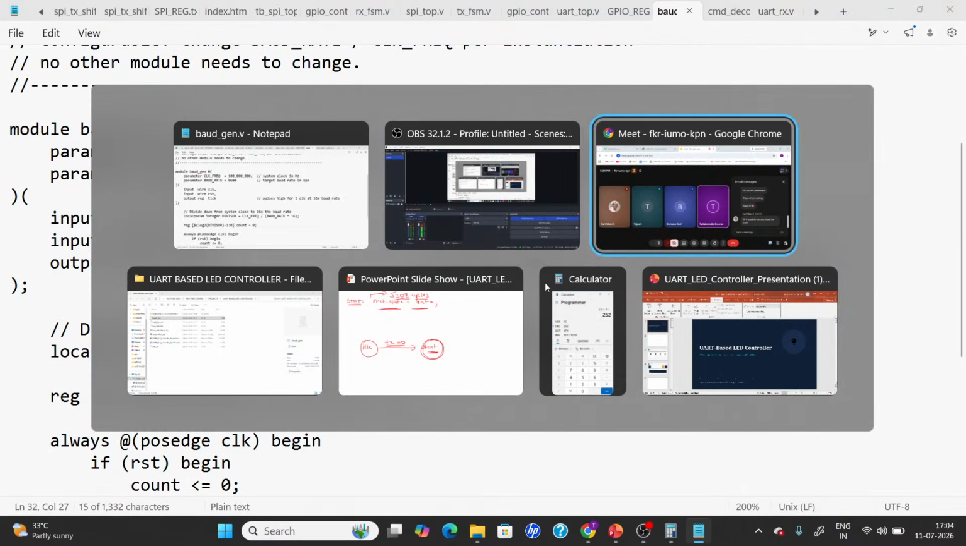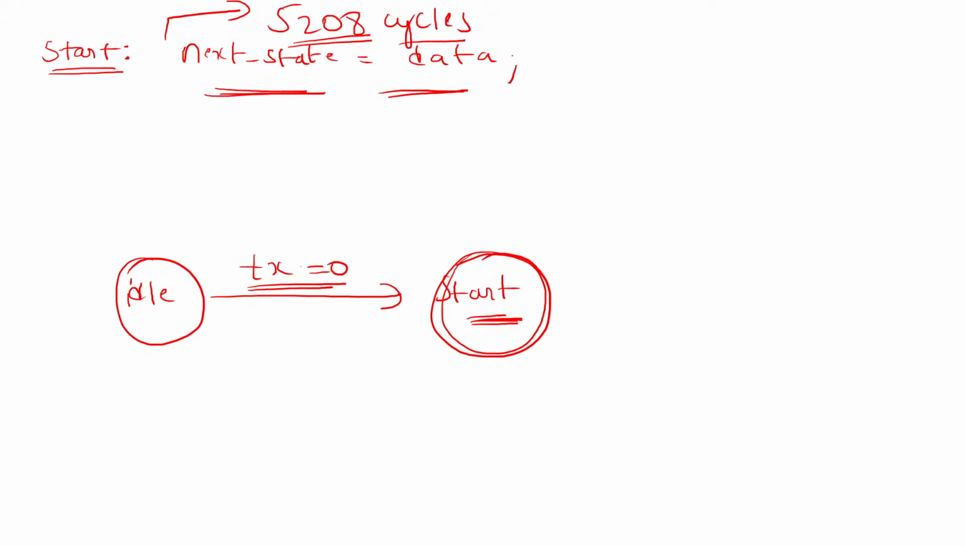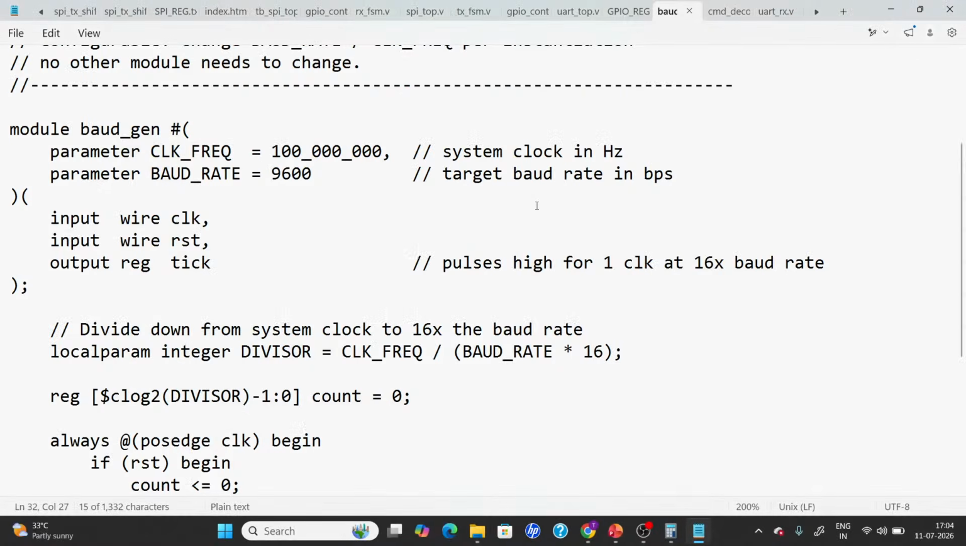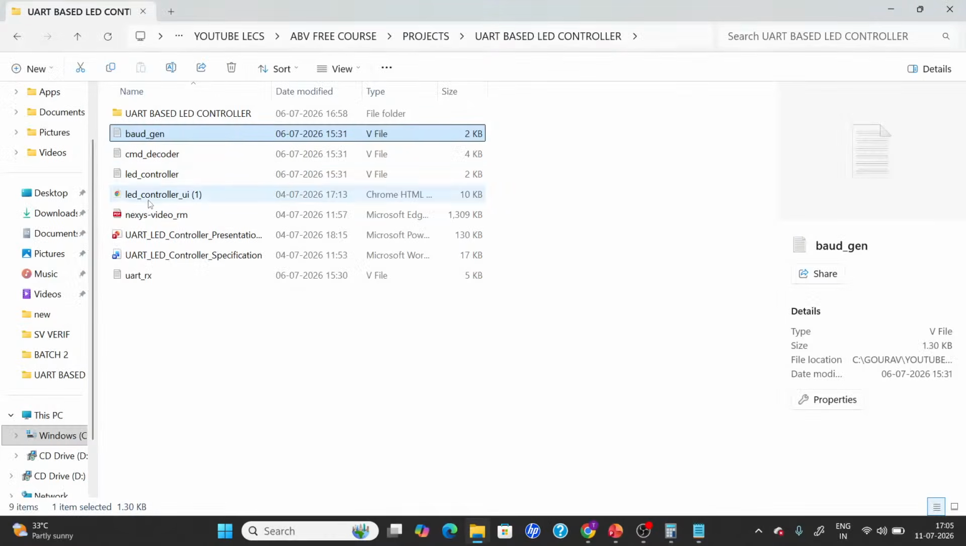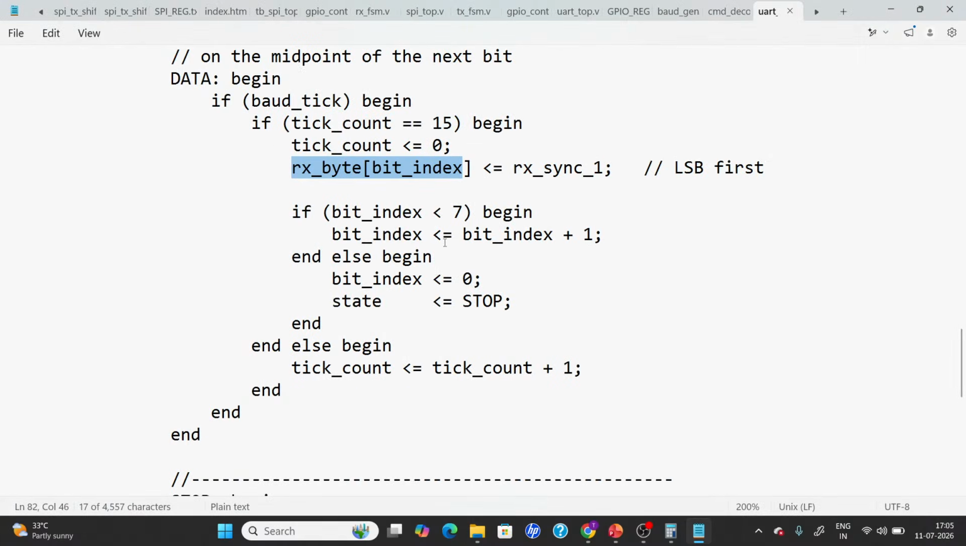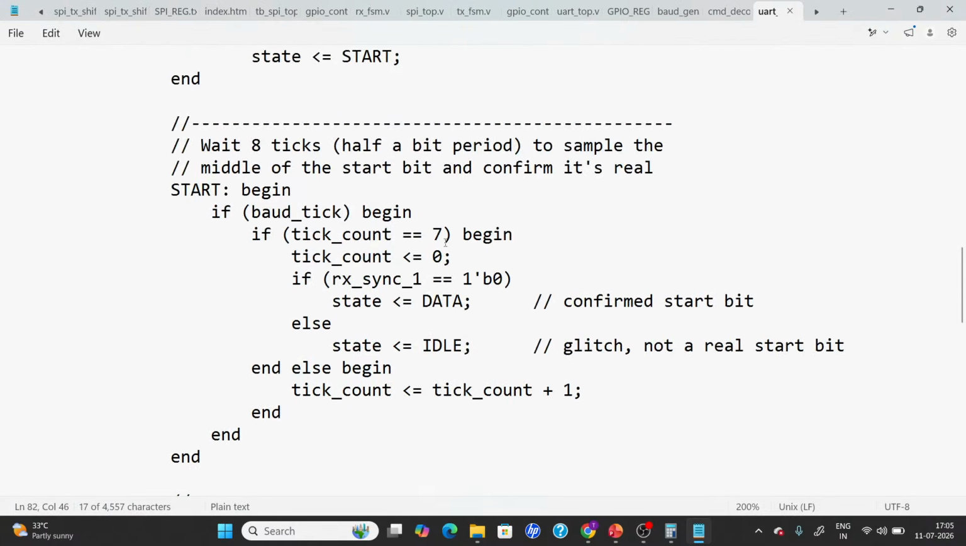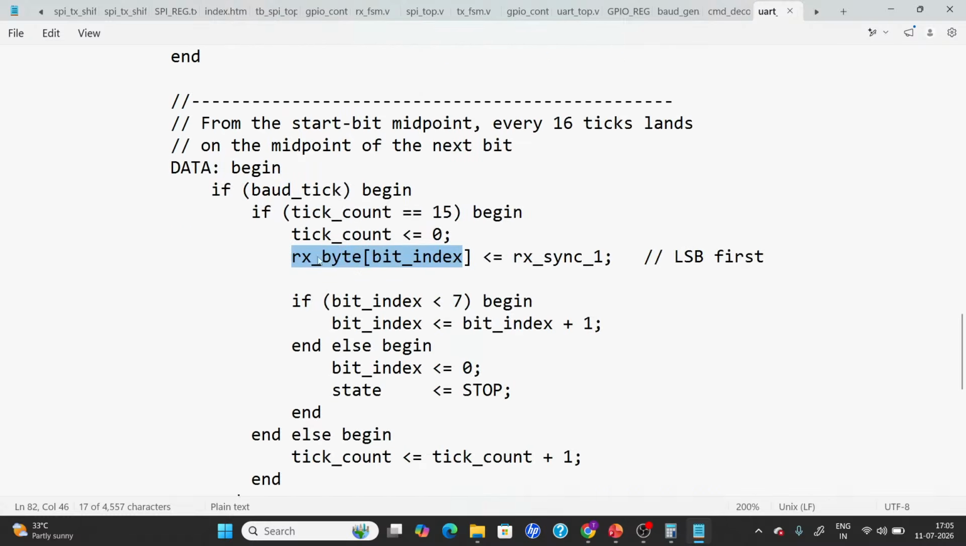Now, where are we discussing over here? We were discussing about our UART RX, right? In the UART RX, we have discussed this particular start bit, and we have moved into this particular data bit. Now, in the data state, we are basically waiting for baud tick to be equal to 1. That means we have completed our 5200 cycles. And we are also waiting.